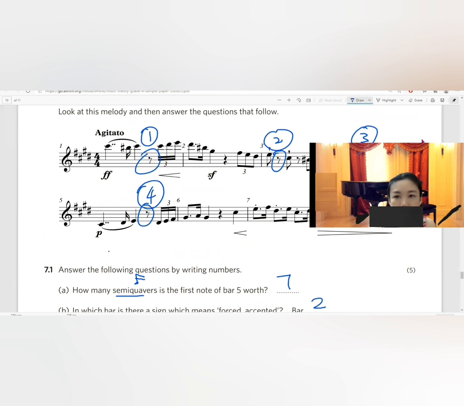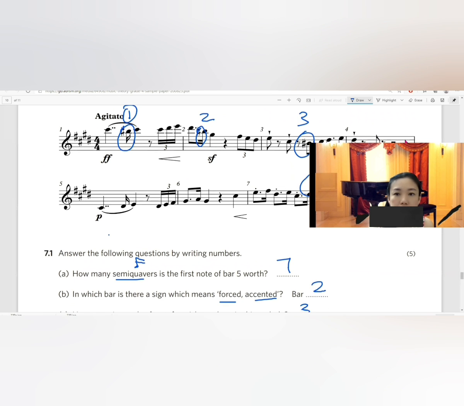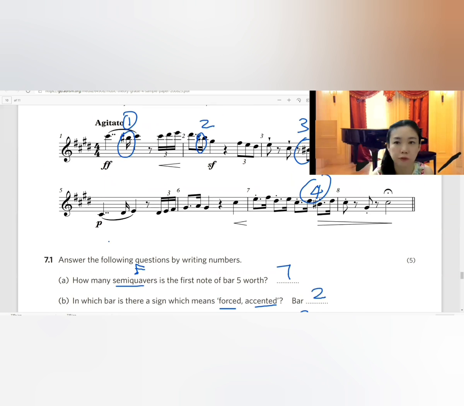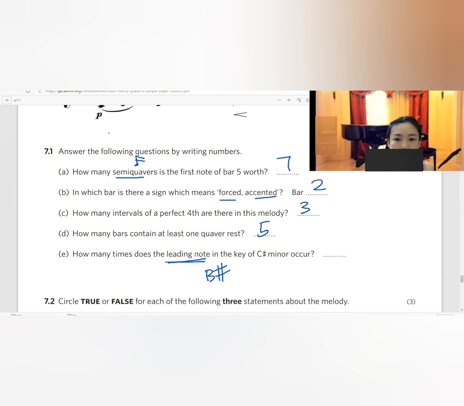I found one B sharp here in bar 1. This is a B sharp, the first time. And this is the second time, B sharp. And this is the third time, B sharp. And the fourth time. Okay, it looks like we only have 4 times. We don't see any other B sharp. So the answer is 4.